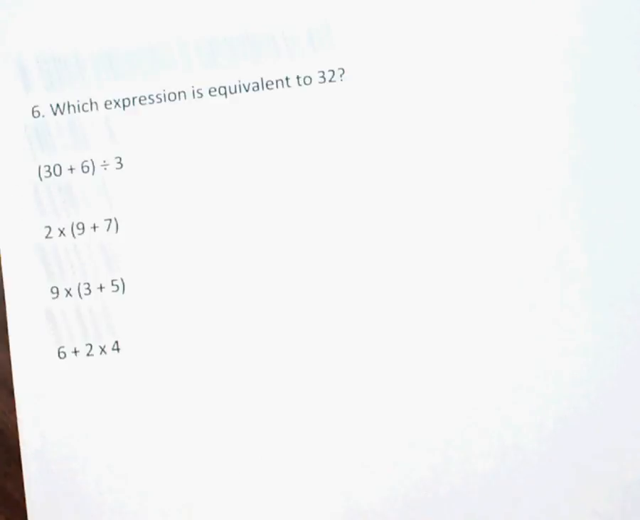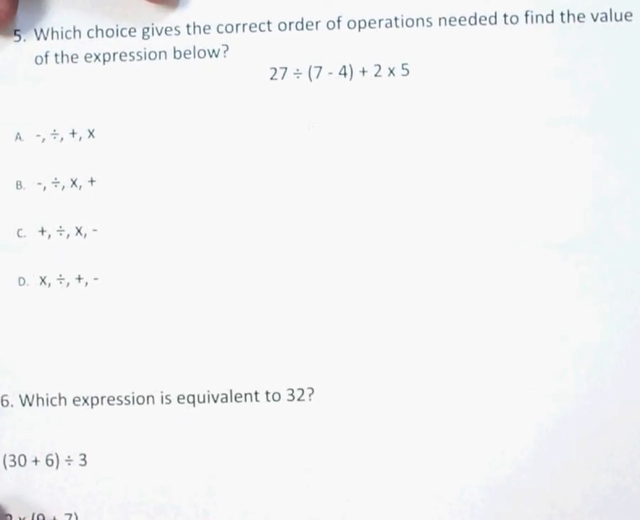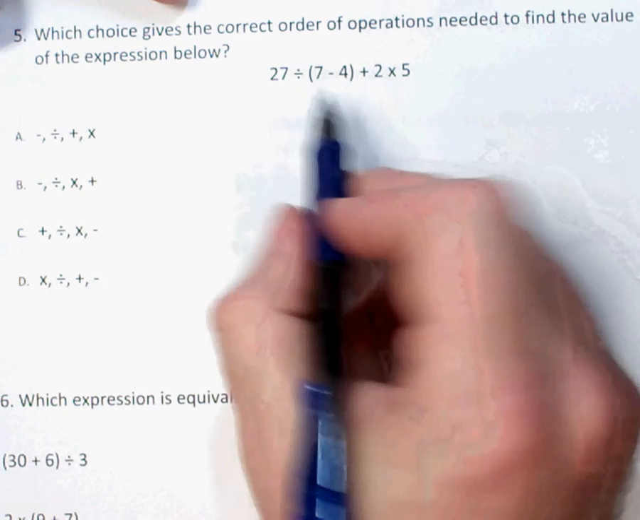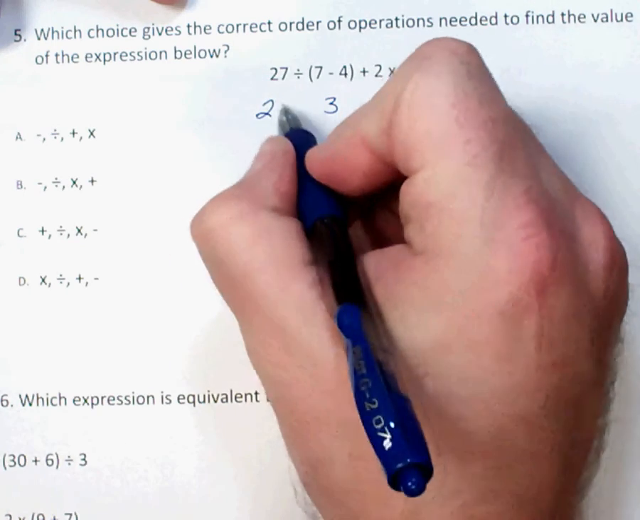All right, on to number 5. Number 5 is a little bit similar to the one earlier where we were trying to find a mistake. This, though, is just asking what the actual operational order was. So again, best thing to do is just do the problem and then look back and see what you did. 7 minus 4, we're going to do the parentheses first because it gave me 3. Then I'm going to rewrite it.